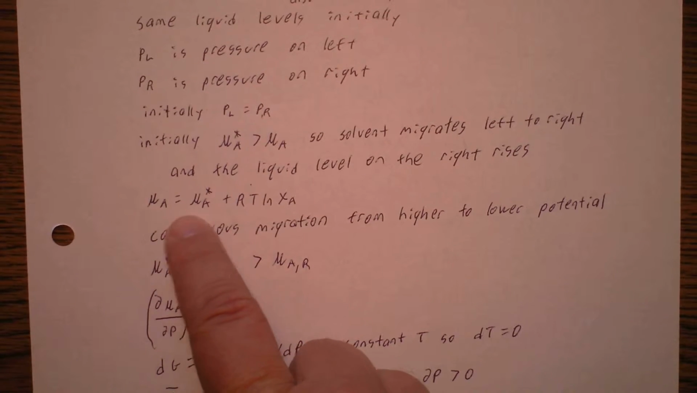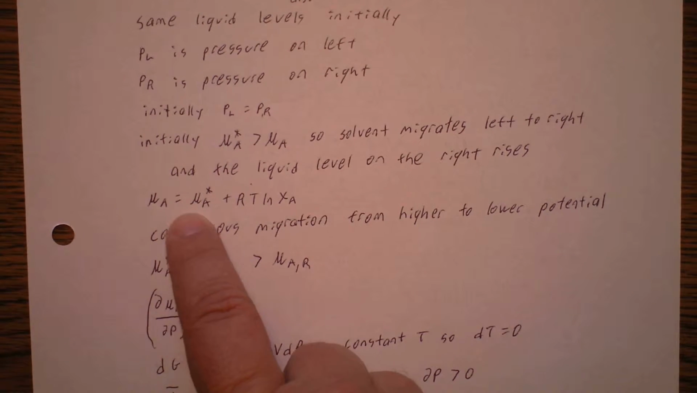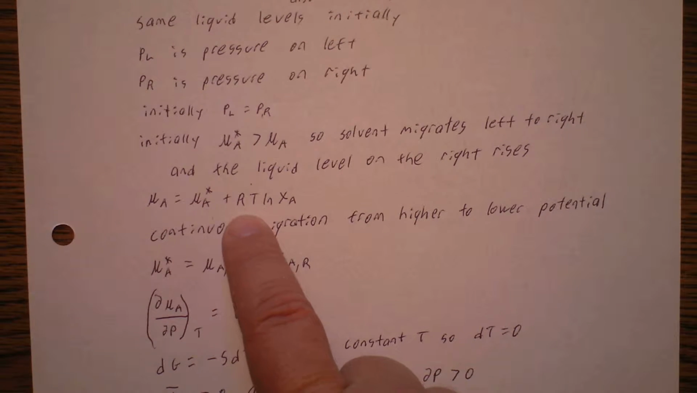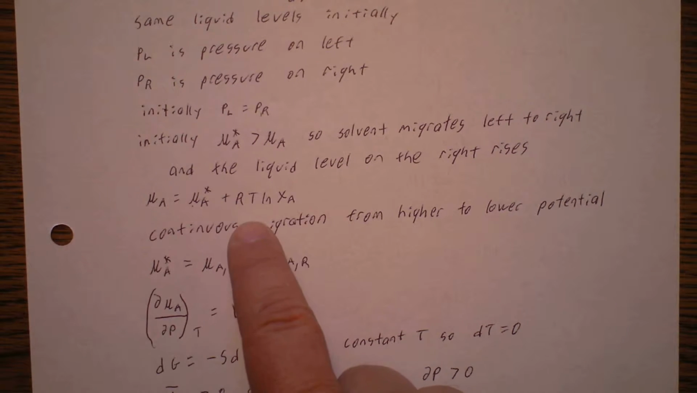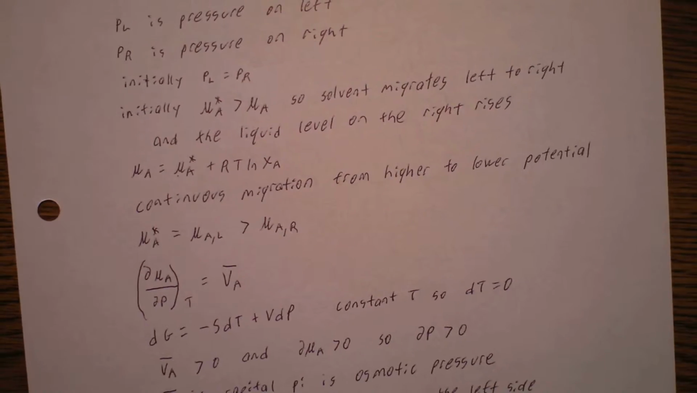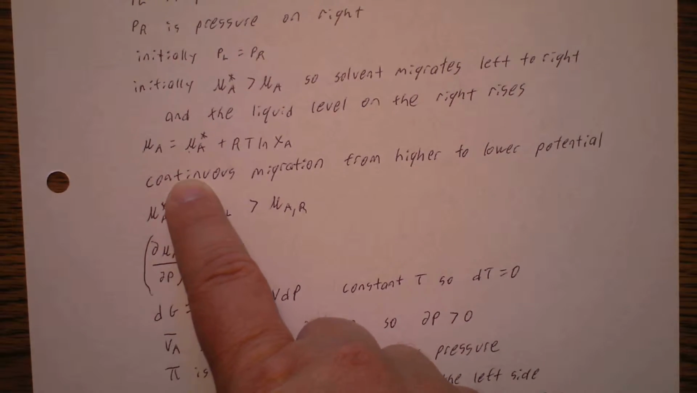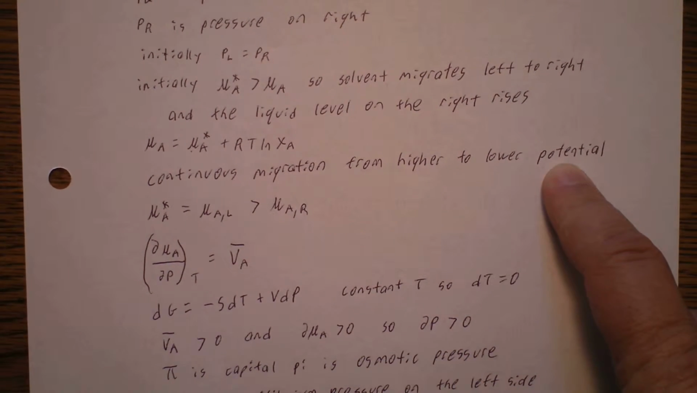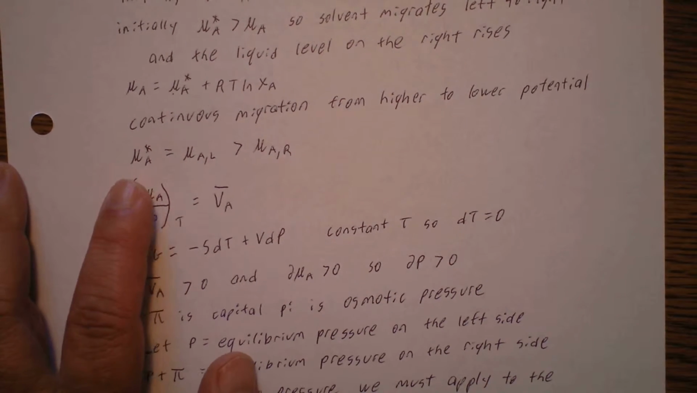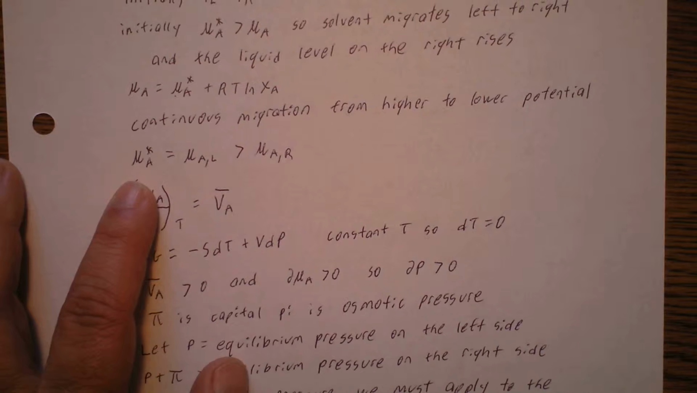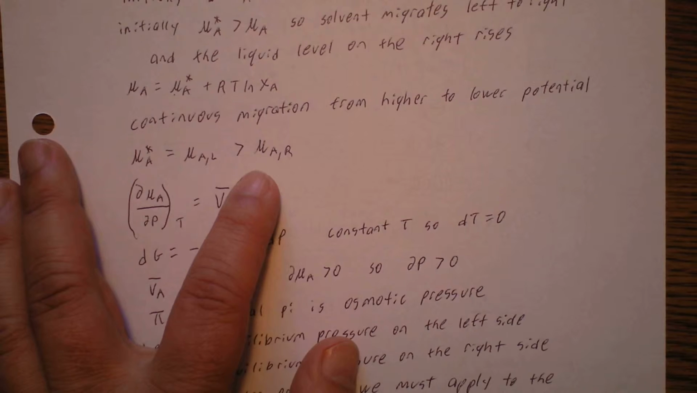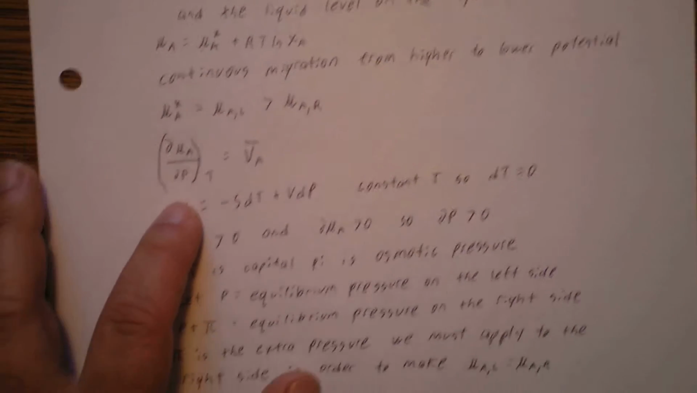So after that, the chemical potential of A is going to be equal to the chemical potential of the pure substance A plus the gas constant R times the absolute temperature times the natural log of the mole fraction of the substance A. And there's going to be continuous migration from the higher potential to lower potential. So we have the chemical potential of substance A in the pure state, that's equal to the chemical potential of A on the left side, which is greater than the chemical potential of A on the right side.